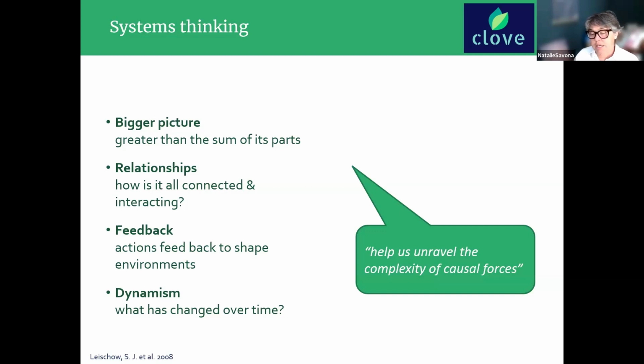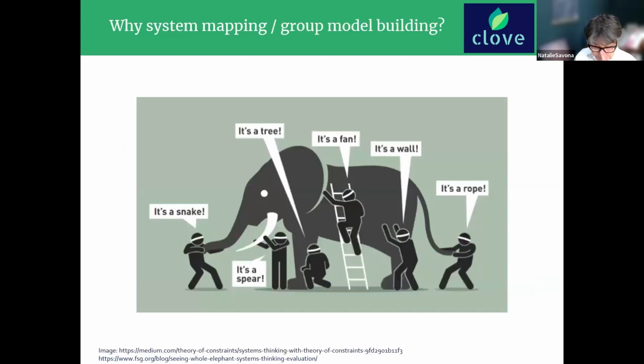So what systems thinking does is it just gives us this way of, as this quote says, trying to unravel the complexity of causal forces, trying to unravel the way everything's connected and knocking into each other and affecting each other. So that's where we're coming from with systems thinking.